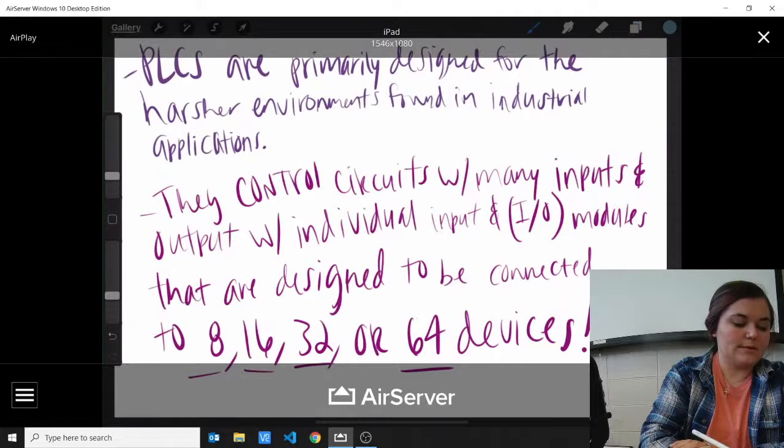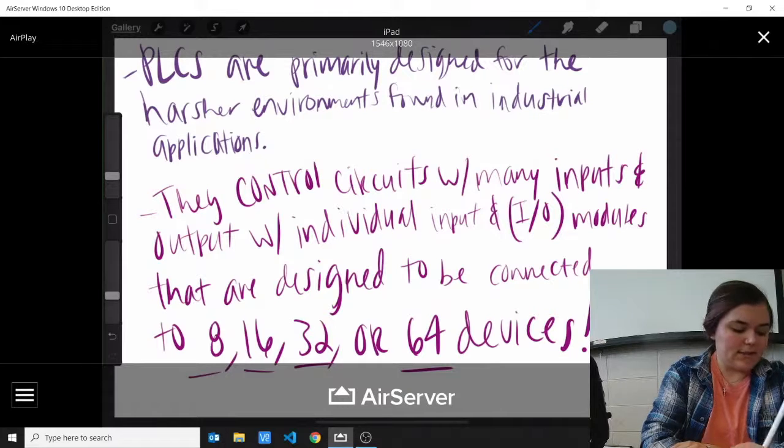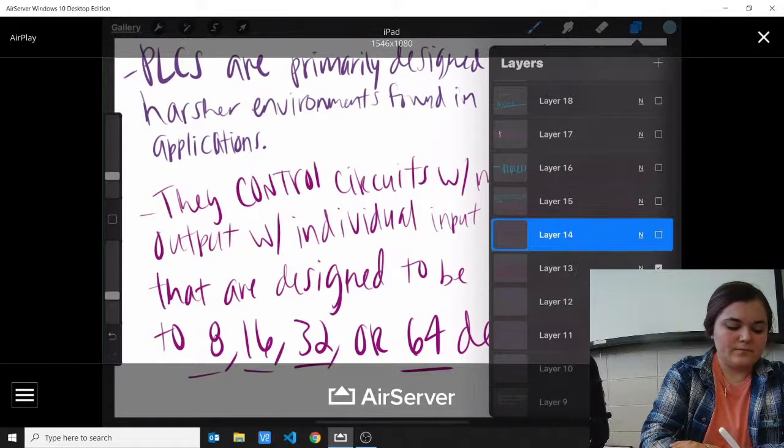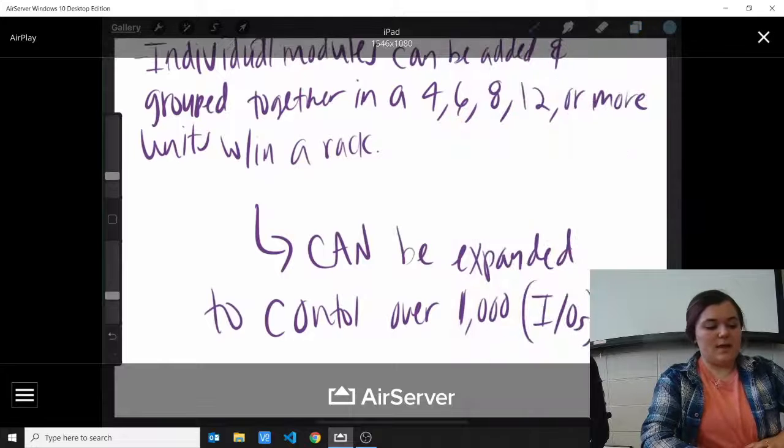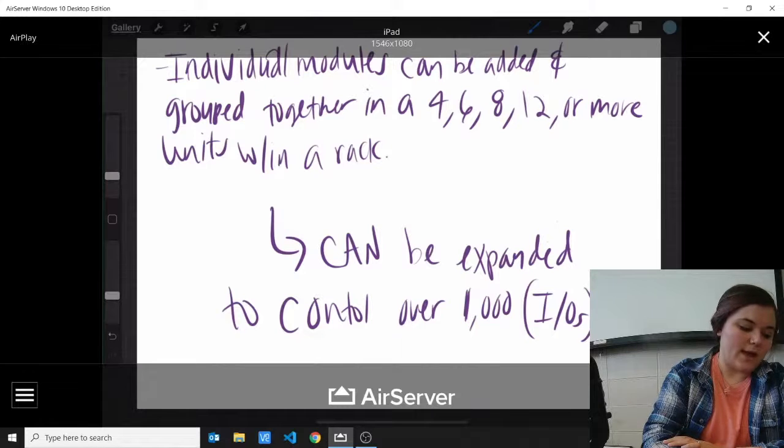All right, so PLCs are primarily designed for the harsher environments found in industrial applications. They control circuits with many inputs and outputs, with individual I/O modules that are designed to be connected to 8, 16, 32, or 64 devices. You're kind of touching on that right now in your PLC class, aren't you? Individual modules can be added or grouped together in 4, 6, 8, 12, or more units within a rack, and they can be expanded to control over 1,000 I/Os, right?